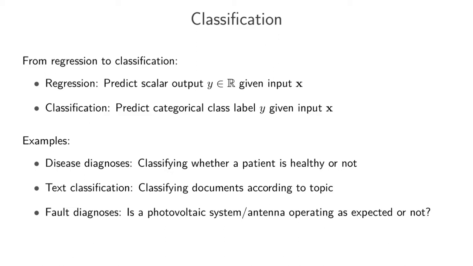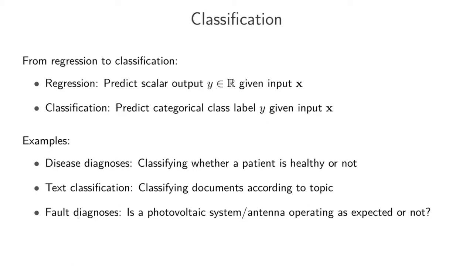So some examples of this would include something like disease diagnosis, where the aim is to predict whether a patient is healthy or not, whether they're suffering from some disease or not. Another example would be text classification, where we try and classify a text document according to some topic. So you might get in, for instance, a news report, and you would want to classify whether this is political news, whether it's sport news, whether it's news about the weather, and so forth.